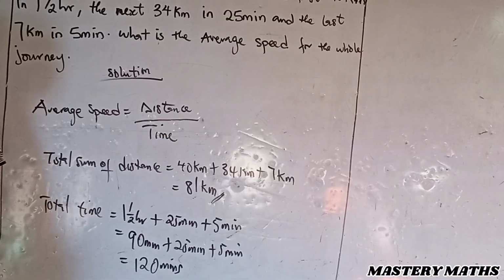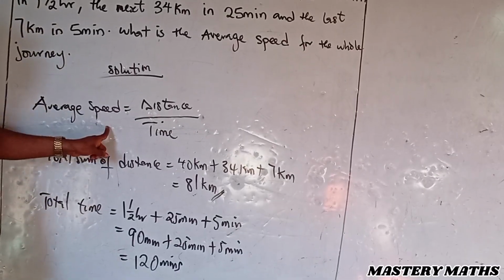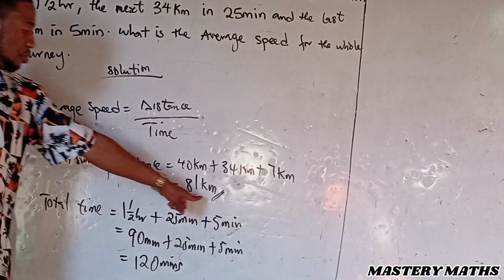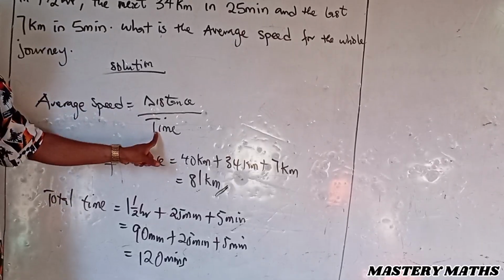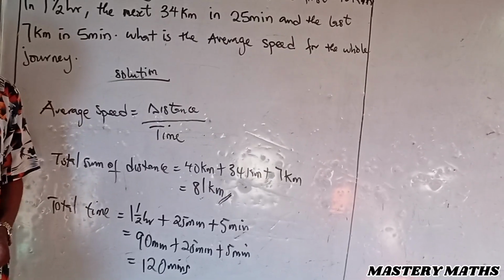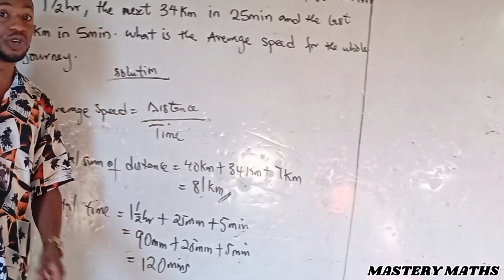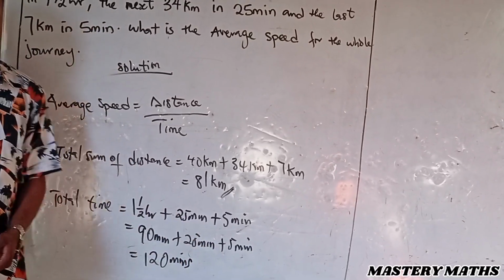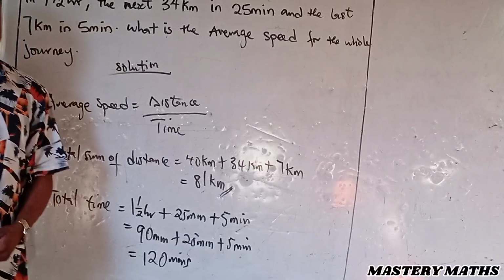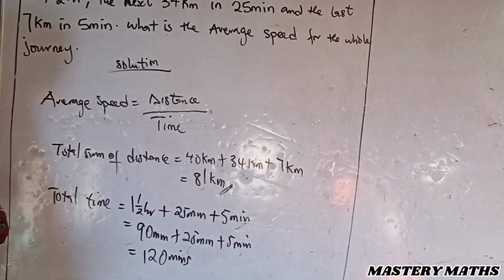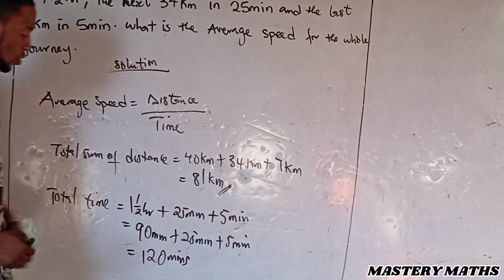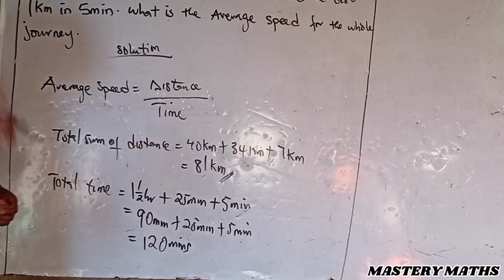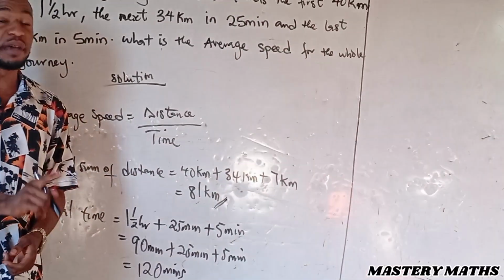Now, coming back to the formula. Average speed is equal to distance over time. Our distance is measured in kilometers, and the time is measured in hours, not in minutes. So we have to change this 120 minutes to hours. How do you convert 120 minutes to hours? Very simple. It becomes 2 hours because 60 minutes makes 1 hour.